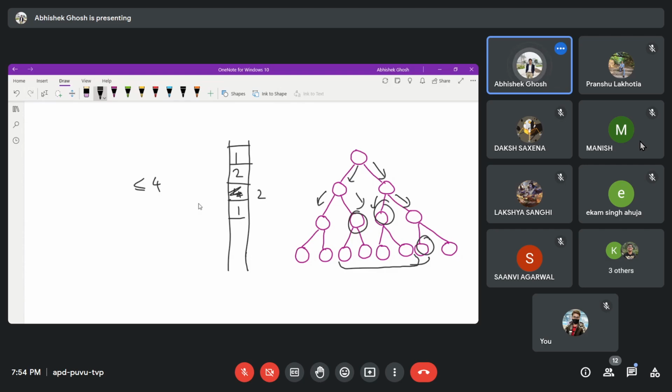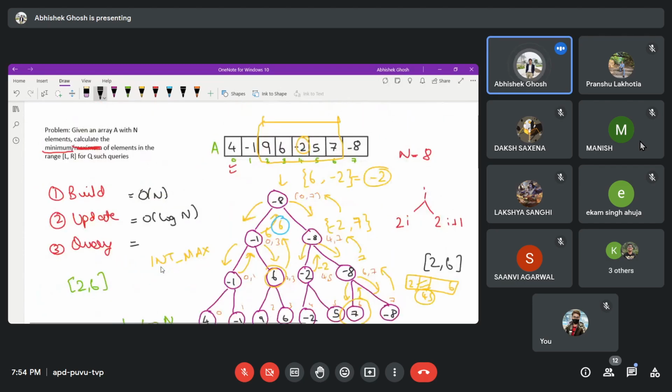And the height is total log n. So 4 log n is a good estimation of the total amount of work done for any query. And order of 4 log n will actually be order of log n. This is why the query takes order of log n time in the segment tree.